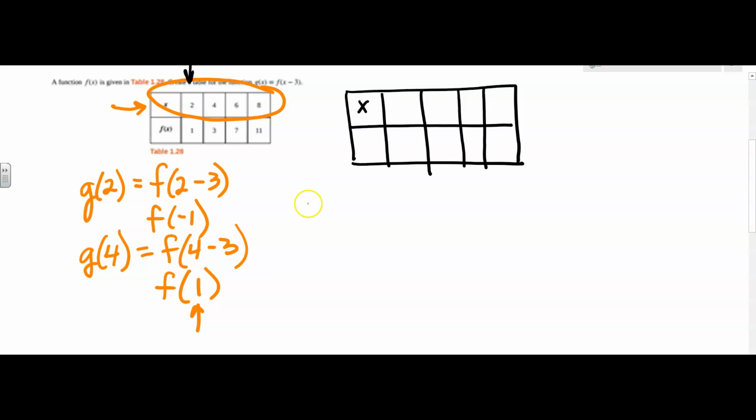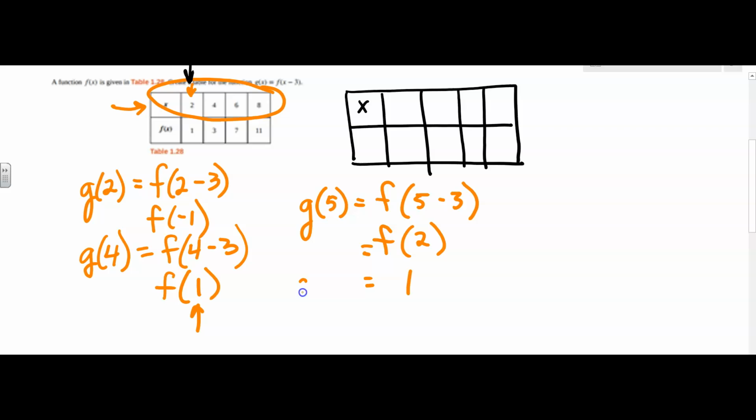5, right? Okay, so g of 5, that's going to work. g of 5 would be f of 5 minus 3. Now I'm getting that to be f of 2. That I have an input for. f of 2, I get an output of 1. Okay, so here's my input-output relationship. If I put in a 5, I get out a 1. Let me put g of x here.